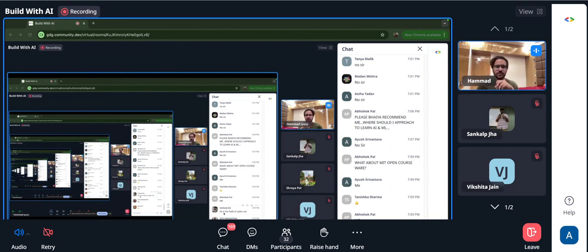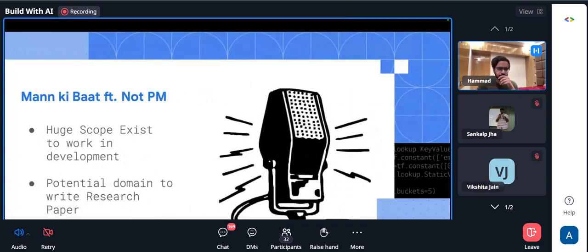And the thing is, AI is so vast that you have to select a certain area, and then dive deep into it. Like I am pursuing NLP, on which ChatGPT and other generative AI platforms are based. And this is also a potential domain to write research papers.